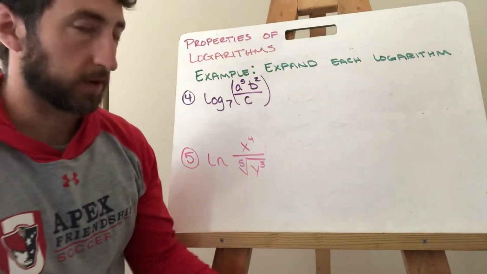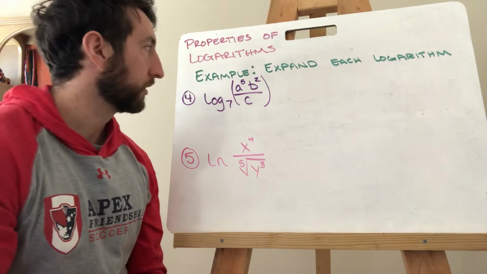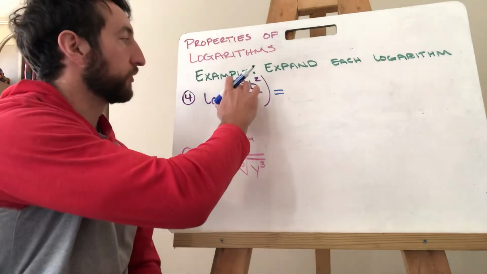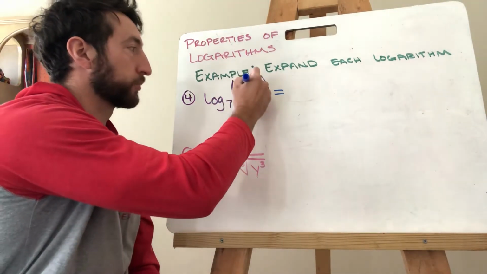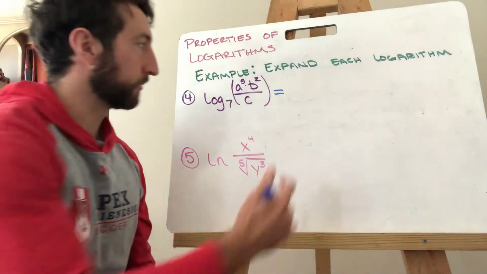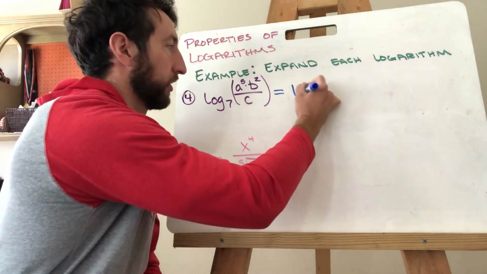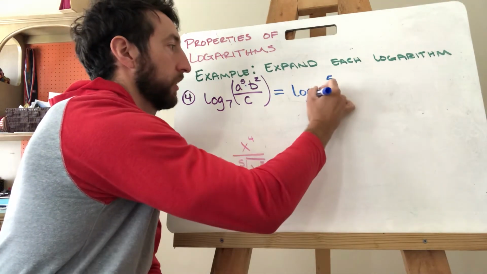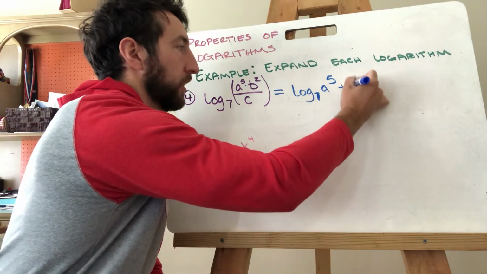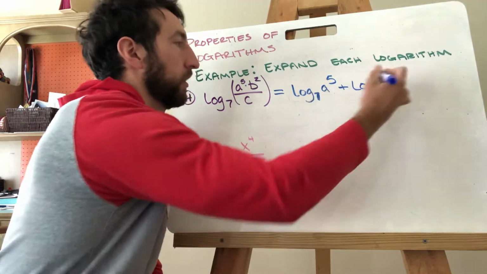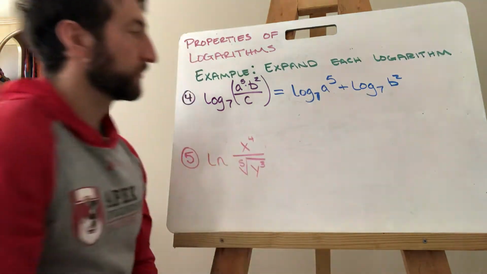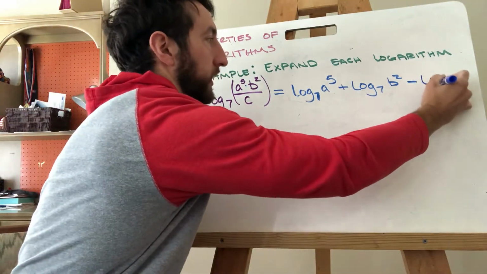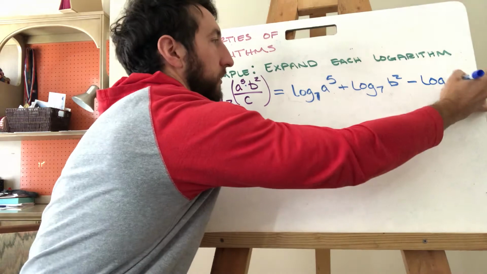All right, let's do a little more complicated ones where they include all of them. So we've got to do them step by step. The first thing we would do is, if you notice up here, we've got multiplication between these two. So multiplication, remember, becomes addition. So we're going to have the log base 7 of a to the 5th power plus log base 7 of b to the 2nd power. And then we divide it by c. So remember, division becomes subtraction. So we subtract log base 7 of c.